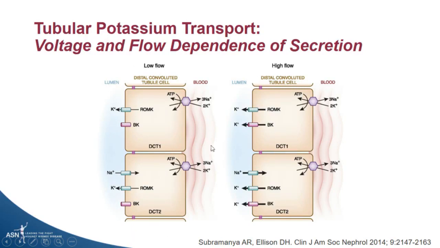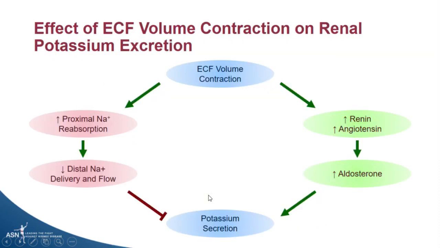So on this side you have the low flow state, and on this side the high flow state, and as flow increases there's a stimulation of the sodium conductance, and as well increased potassium conductance. This shows it in the distal convoluted tubule, and it's also in the collecting duct. So what is the relationship between volume status and potassium secretion?